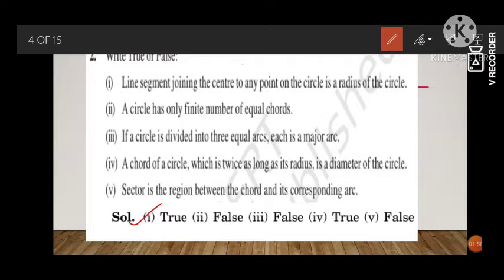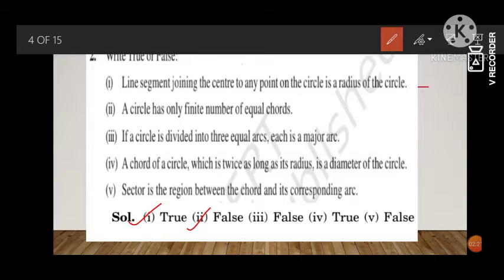Second subpart. A circle has only finite number of equal chords. The answer is false. As we know, we can draw infinitely many chords and so we can get infinitely many equal chords. Subpart 3. If a circle is divided into 3 equal parts, each is a major arc.